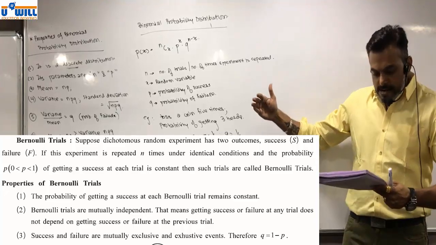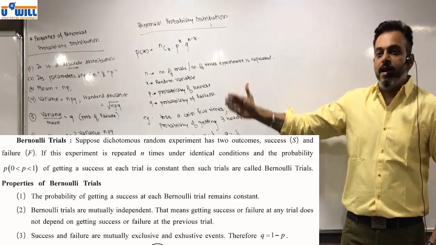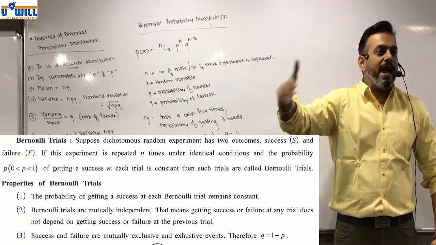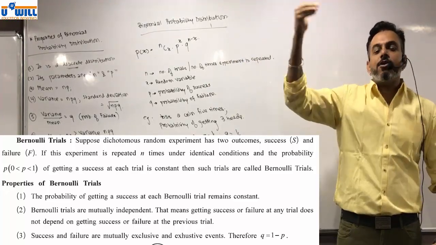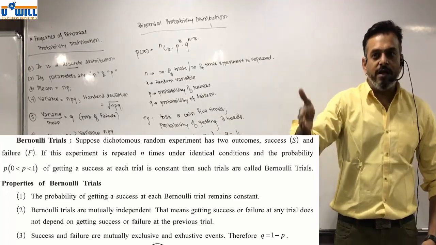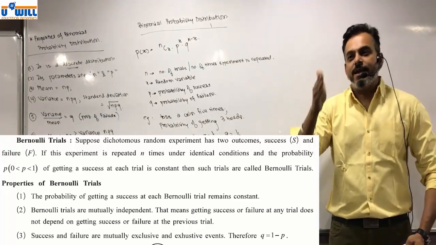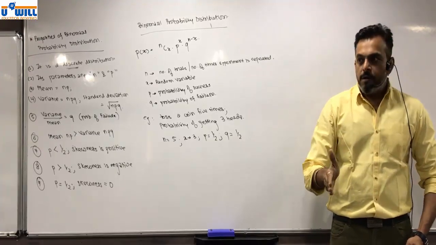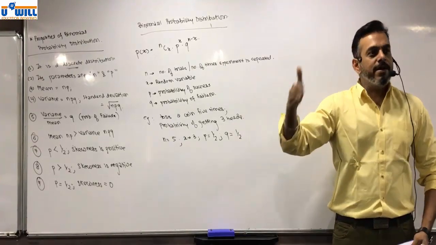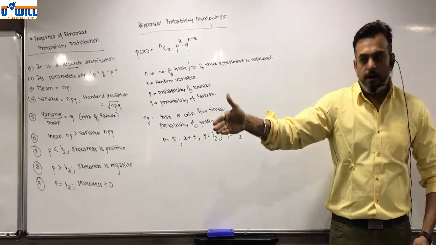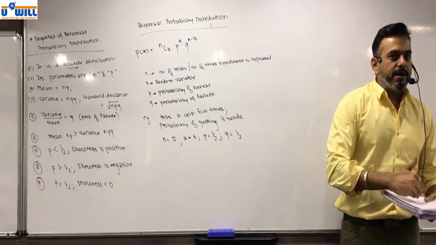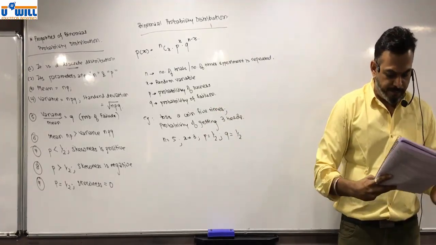That means at each trial, when I toss the coin for the first time, second time, third time, fourth time, fifth time, the probability of getting success p remains the same. It is constant every time. Probability of getting a head is 1/2. First time it is the same probability, second too, third too, fourth, fifth, sixth. Understood this? Okay. So mark this Bernoulli trial. It can come as a theory question.